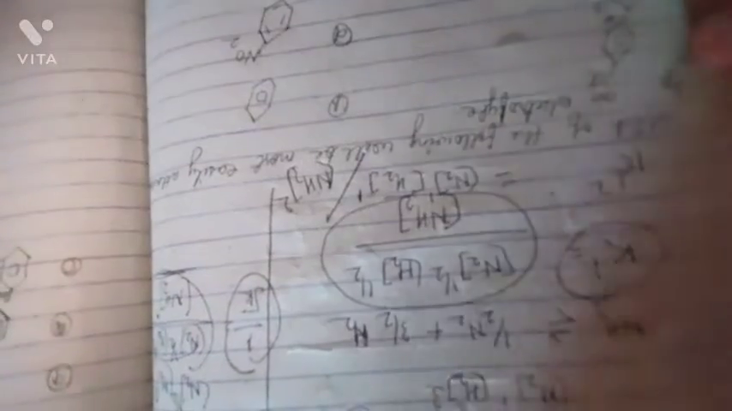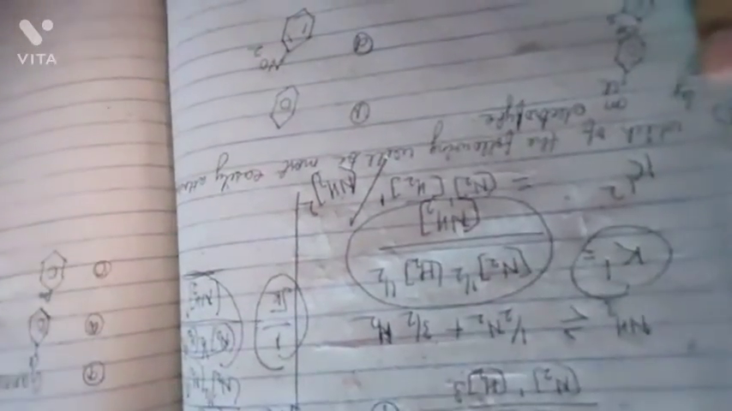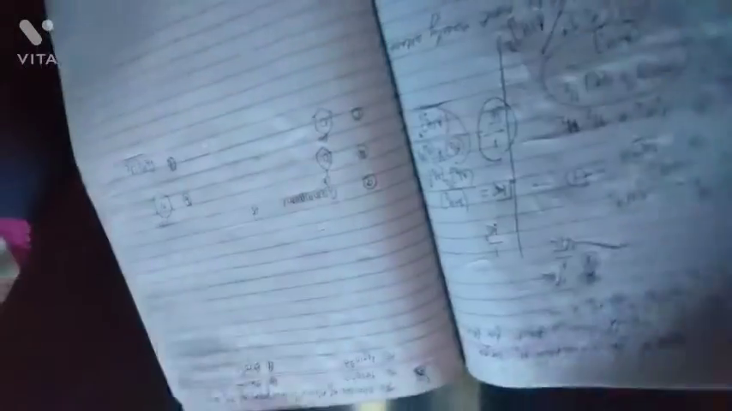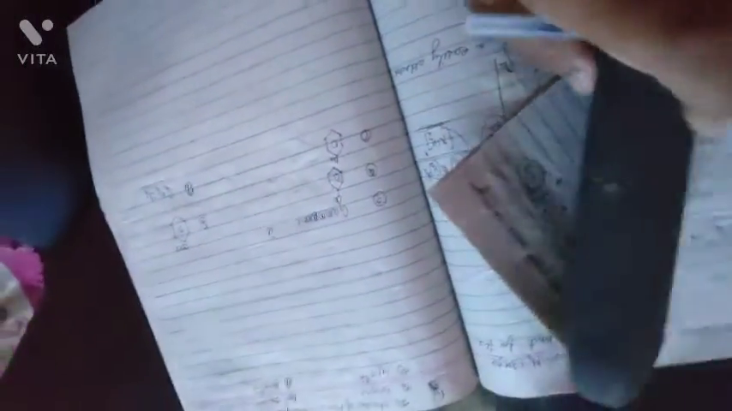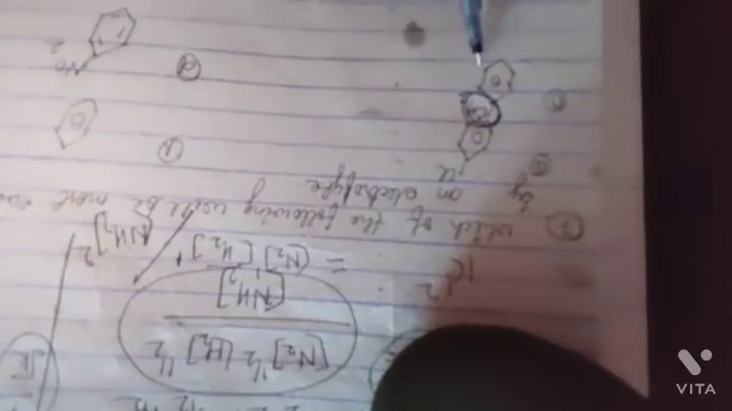This is the answer. Now the next question is: which of the following will be most easily attacked by the electrophile? In that case we have chlorobenzene, benzene, nitrobenzene, and toluene. In toluene there is a CH3, and CH3 is an activating group for electrophilic reaction. Since CH3 is attached, it activates the electrophilic substitution reaction.